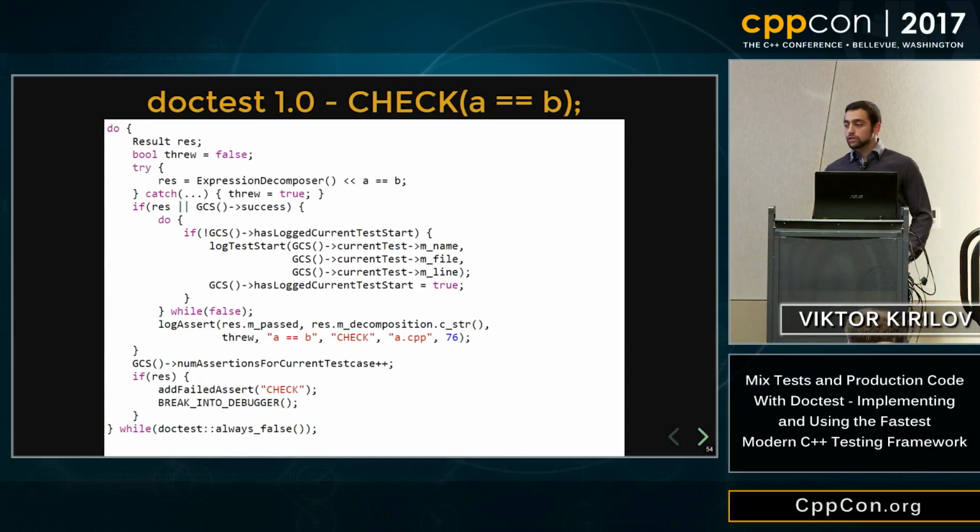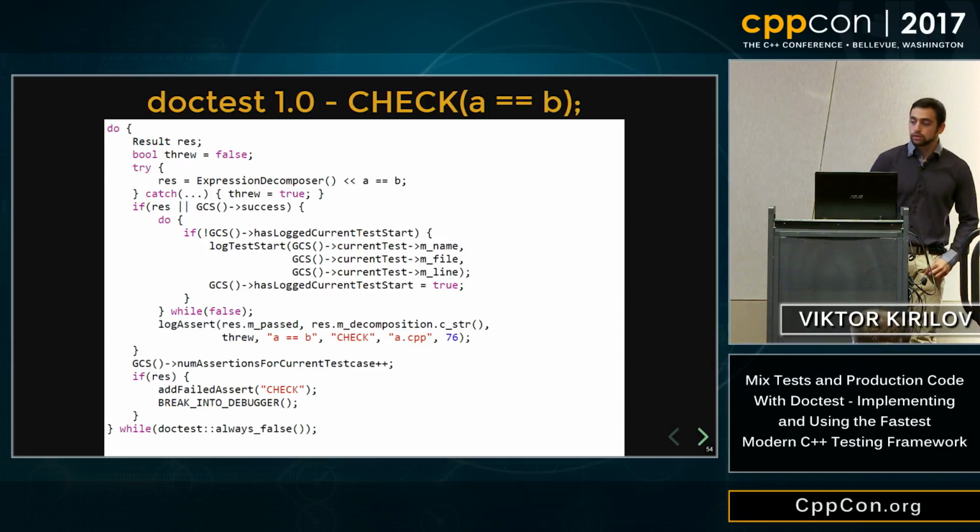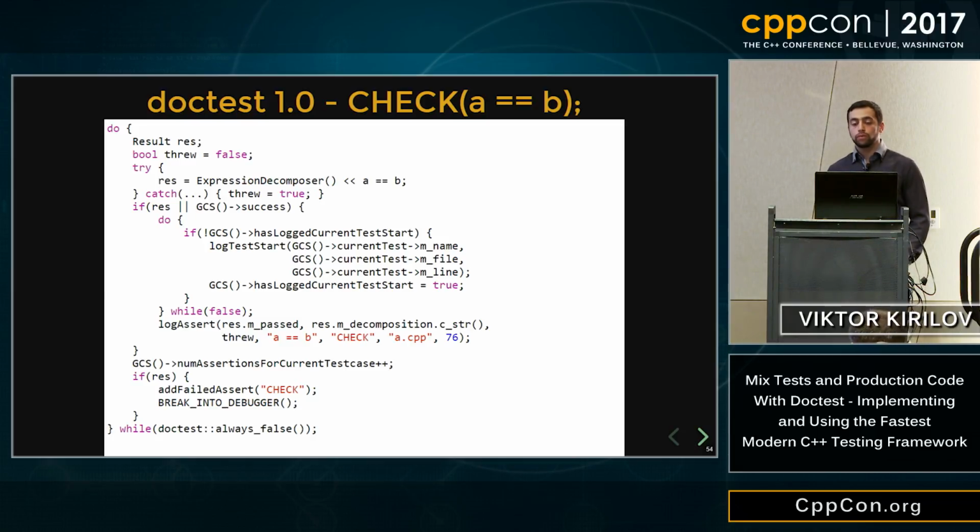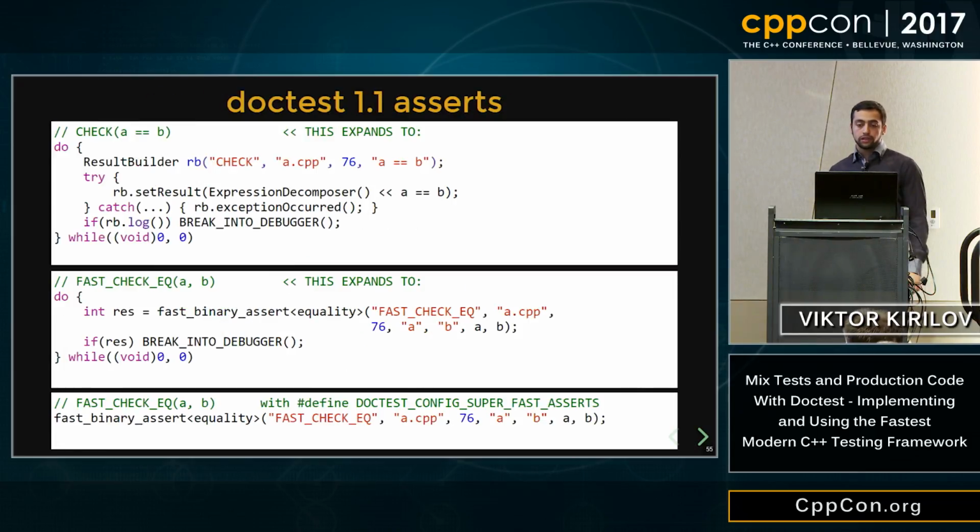So this is what the normal assert, which decomposes expressions, looked like in the first version of the library. And it was terrible code bloat. Then my asserts were a lot slower to compile than those of Catch. And that's because a lot of stuff ended up generated after the macro, which didn't have to be there. And in Doctest 1.1, the same assert looks like the snippet at the top, just the bare minimum. The do-while loop, the result builder object, the try-catch statements, and an if statement to check if we should break into the debugger exactly there.